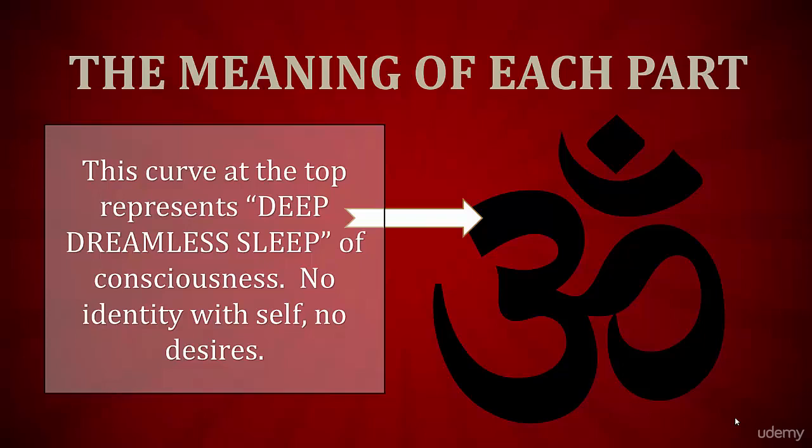Now we'll look at the top part of that number 3, which represents the deep, dreamless sleep state of consciousness. Now, when you're in deep, dreamless sleep, which is also known as deep theta or delta, as far as brainwave activity is concerned, you have no self-consciousness. You have no self-awareness. So you are completely unconscious with no desires. So you're kind of resting in oneness, if you will, for lack of a better term. You have no idea that you even exist when you're in that state.